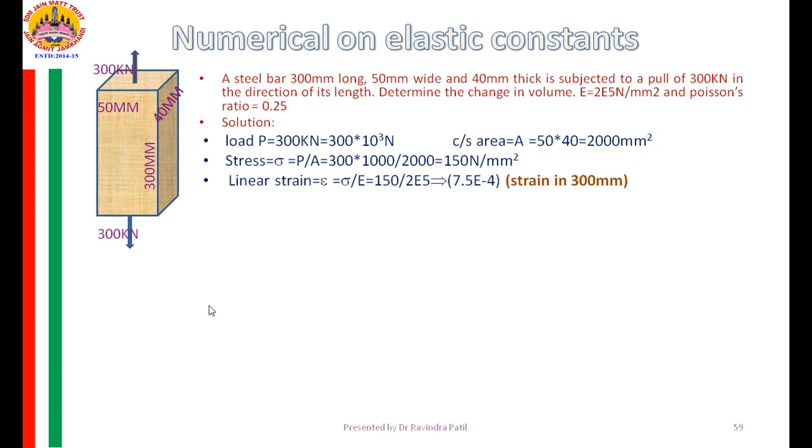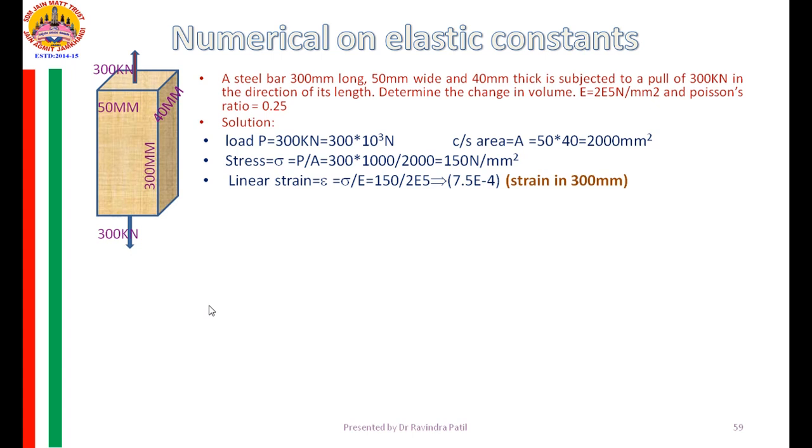Now I want the linear strain. What is the definition of the linear strain? The strain in the direction of stress is the linear strain. That stress is along 300 mm. Therefore, the strain is stress divided by Young's modulus. Stress is 150 Newton per mm square and Young's modulus he has given as 2 into 10 to the power 5 Newton per mm square. Therefore, you are going to get the strain as 7.5 into 10 to the power minus 4.